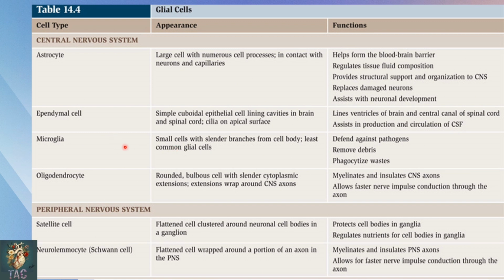Microglia, as I told you, are the smallest of the cells, and they are phagocytic in action. Oligodendrocytes form the myelin sheath in the central nervous system, and Schwann cells form the myelin sheath in the peripheral nervous system. Satellite cells are cuboidal cells present in the ganglia, and they regulate the nutrients of the cell bodies in the ganglia.